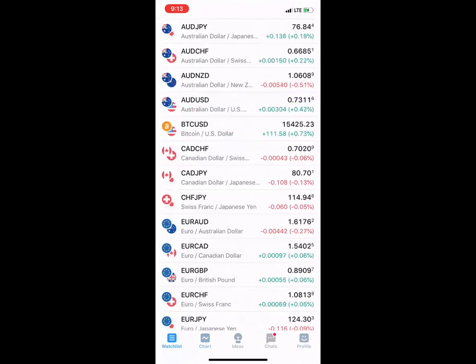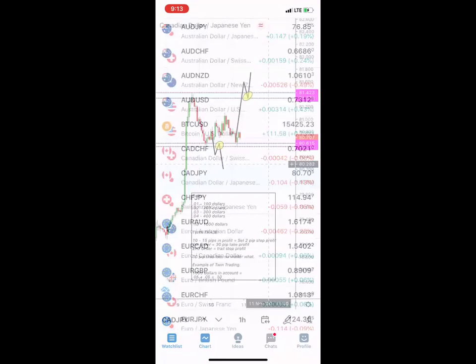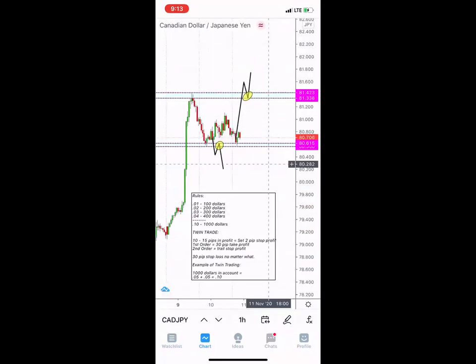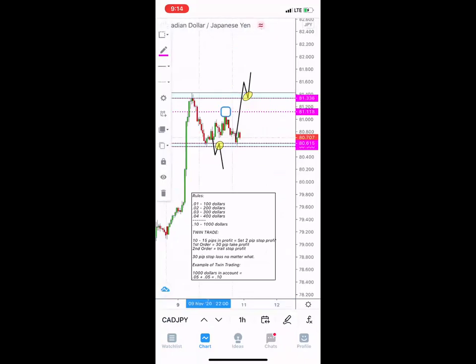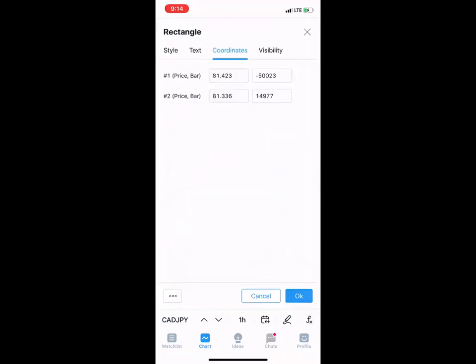Euro was the next one. I wanted to ask something on CAD/JPY. Actually, I can see another zone right in the middle. Do you agree with that? Absolutely. I see what you're saying.